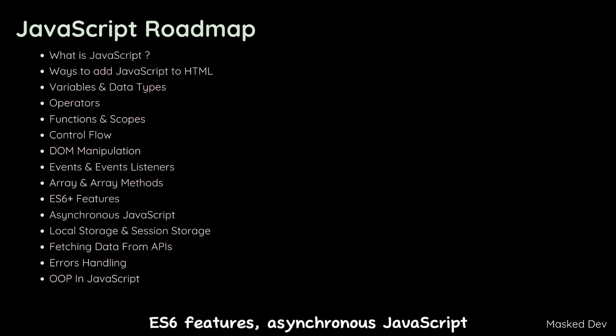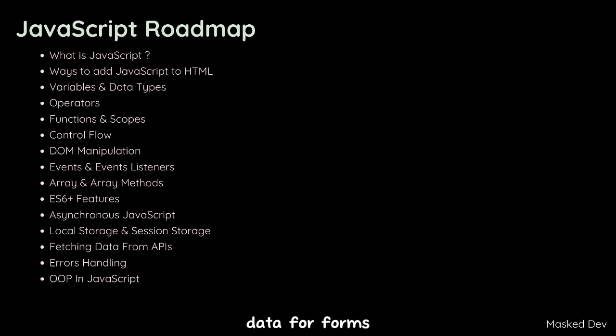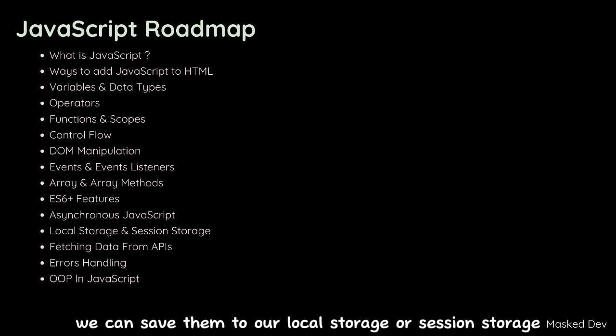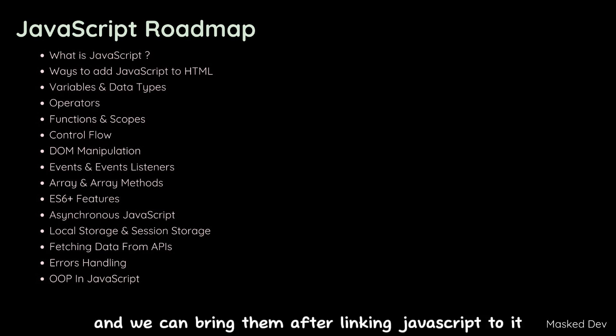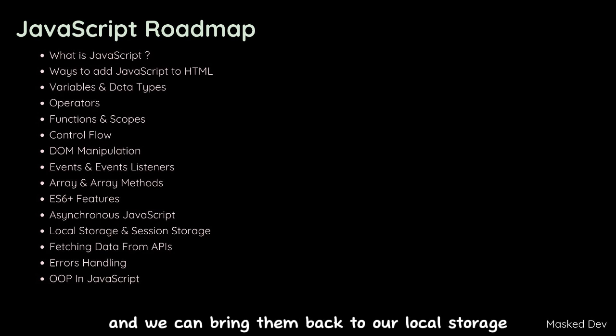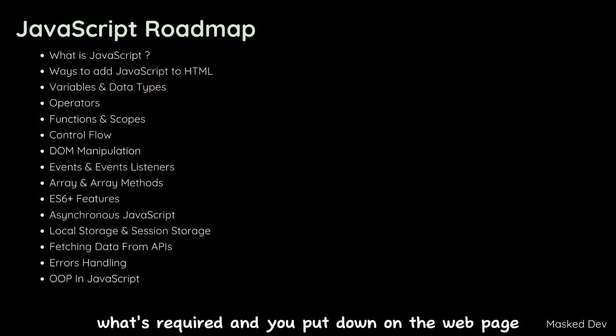Then ES6 features, asynchronous JavaScript, local storage and session storage. About local storage and session storage, you should know that we use them to save data or inputs we get from the web page. For example, after inputting data in forms, we can save them to our local storage or session storage. The form is for the HTML, and after linking JavaScript to it, we can bring them back from our local storage after the user inputs what is required on the web page.